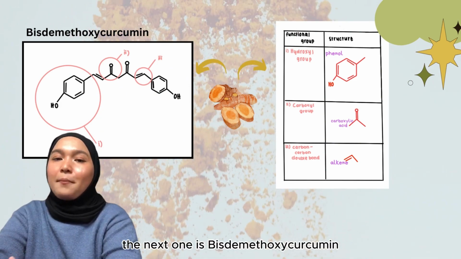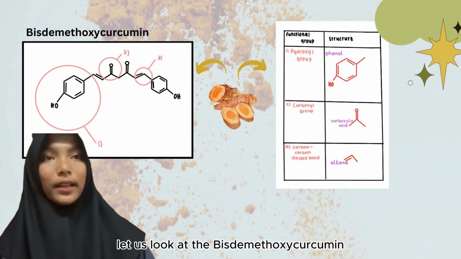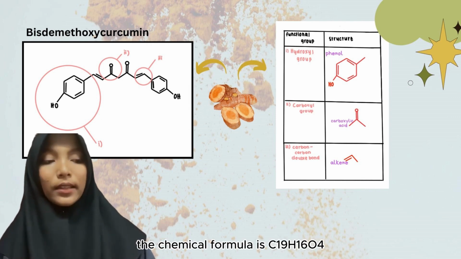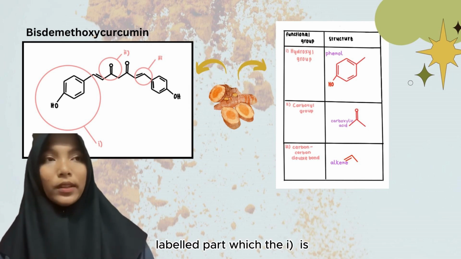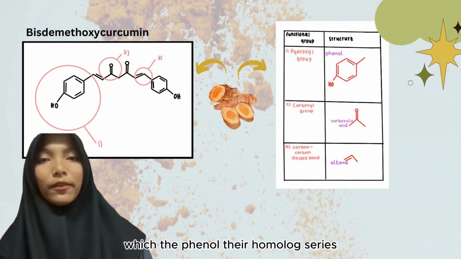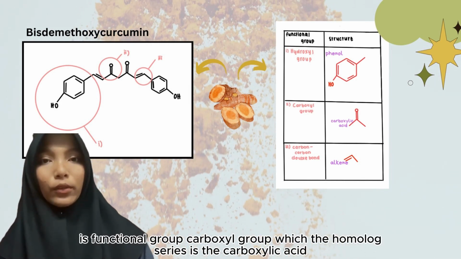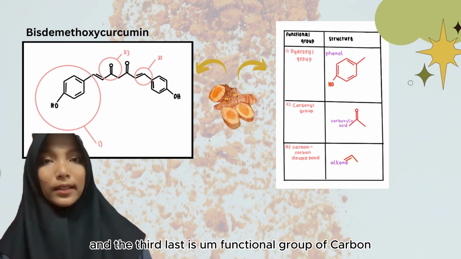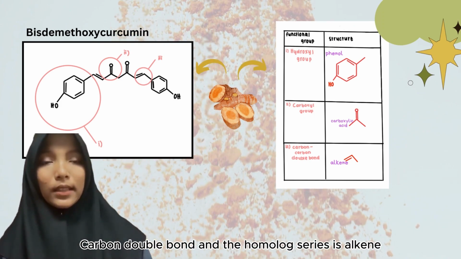The next one is bisdemethoxycurcumin, and the structures are shown above. So for the second part, let us look at the bisdemethoxycurcumin. The chemical formula is C19H16O4. Okay, as you can see there are 3 labeled parts. The first one is the functional group of hydroxy group, which has phenyl as its homologous series. The second one is the functional group of carboxyl group, which has carboxylic acid as its homologous series. And the third, last, is the functional group of carbon-carbon double bond and the homologous series is alkene.